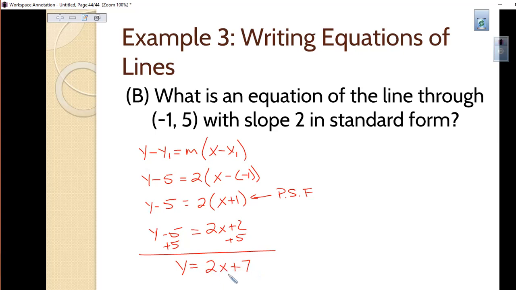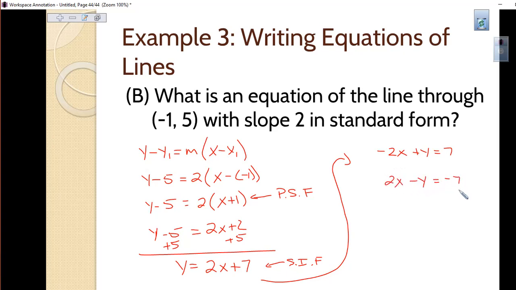Now that we have it in slope-intercept form, next we're going to plug it into standard form. So we'll write that up here. That means I need to move my 2x over, so it's going to end up being 2x plus y equals 7. And if you want to make the x positive, you multiply everything by negative 1 and make it a positive 2x minus y equals negative 7. Once again, your homework doesn't care which way you do it.